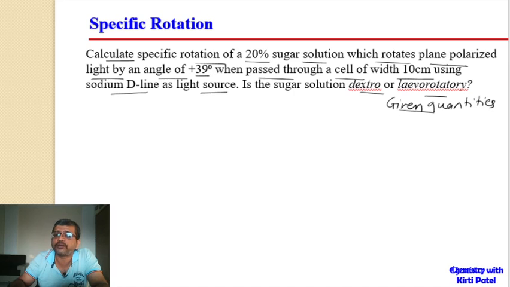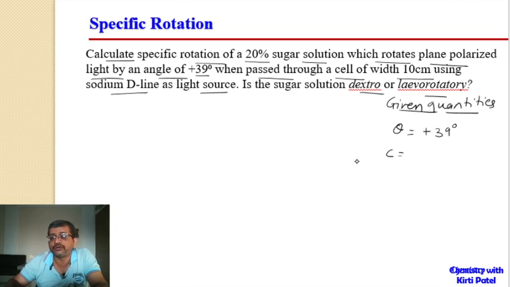So कोई भी अगर आप प्रॉब्लम सॉल्व करते हो तो पहले यहाँ पर given quantities लिखो. Given quantities में हमारे पास क्या है, एंगल ऑफ रोटेशन हमें दिया है, calculate specific rotation of a 20% solution of sugar solution which rotates plane polarized light by an angle of plus 39. So हमें theta दिया हुआ है plus 39 degrees. So that is our angle of rotation. Then we have a concentration हमें दिया गया है 20% sugar solution.